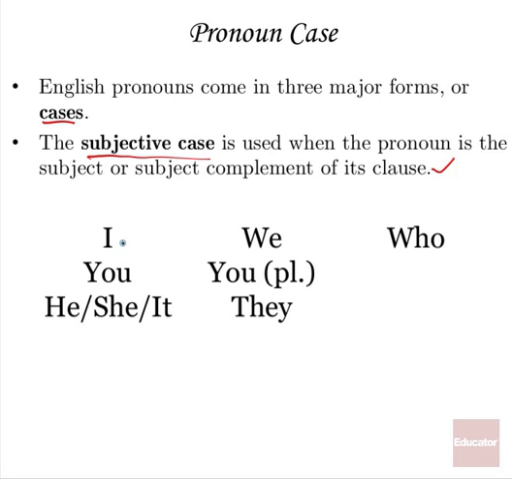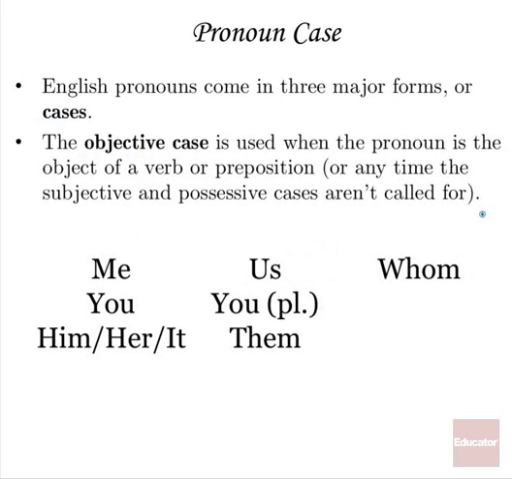Subjective case pronouns include I, you, he, she, and it, we, you plural, they, and who. Now remember, you could use any of these as the subject of the sentence. I love cats. You love cats. He, she, or it loves cats. We love cats. You guys love cats. They love cats. Who loves cats?